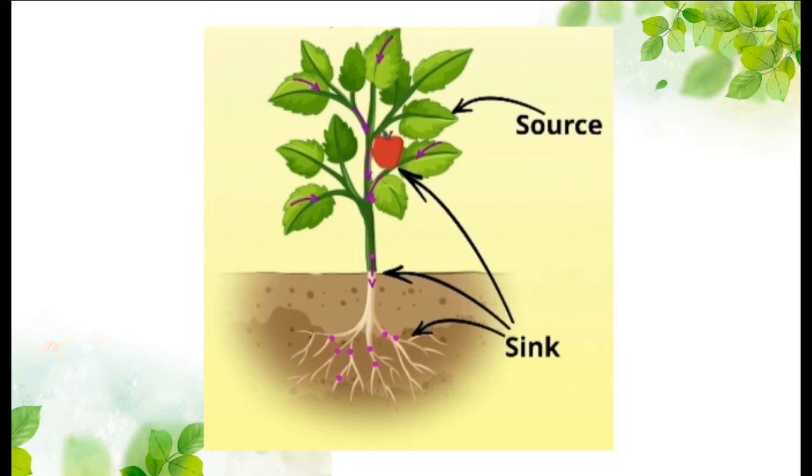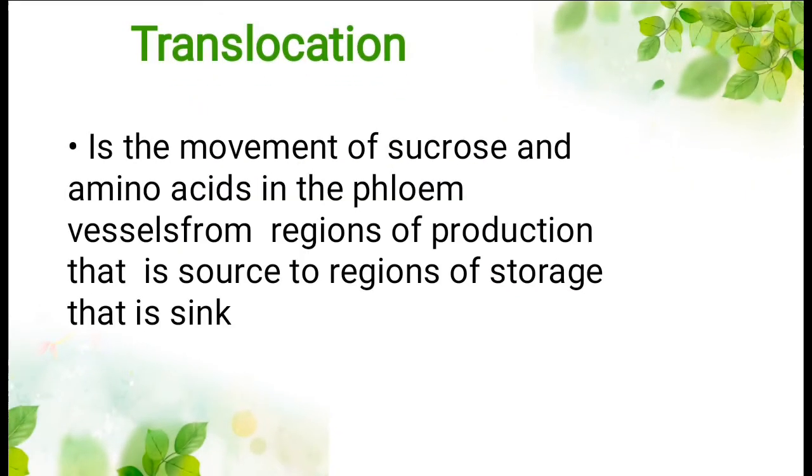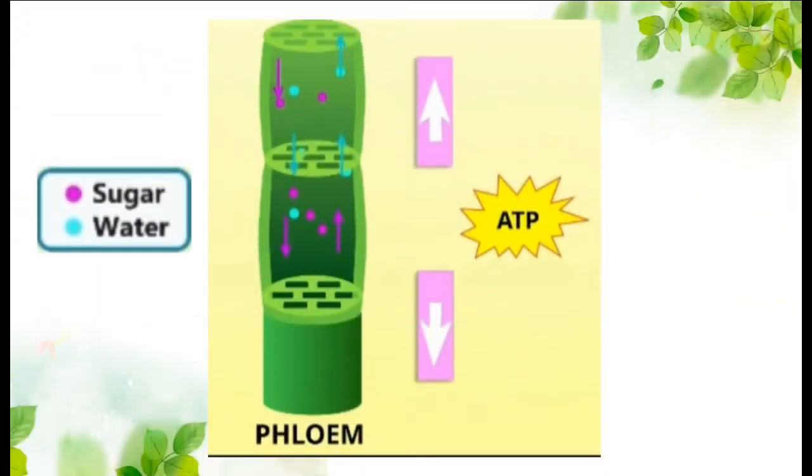It occurs by the process called translocation. So, let us explore the process of translocation. Translocation is the movement of sucrose and amino acids in the phloem vessel from regions of production, that is source, to regions of storage, that is sink. Translocation takes place through the phloem in both directions, that is upward and downward. This is not a simple physical process as it requires energy. This energy is obtained from ATP.